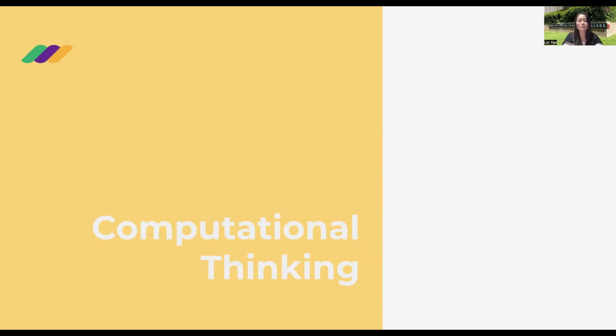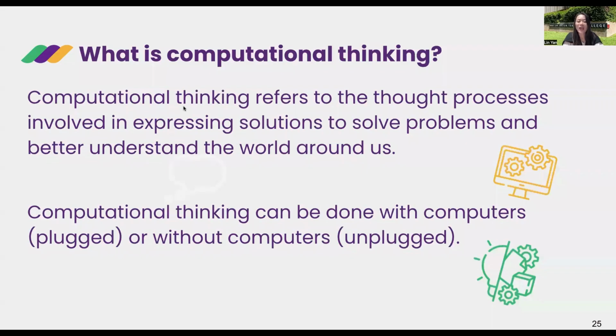Up to now, I think we have mentioned a lot about computational thinking. And I guess you might be curious about what is CT, what is computational thinking? And here is the answer. Computational thinking refers to the thought processes that allow us to take a complex problem, understand what the problem is, and develop possible solutions. Computational thinking can be done with computers or without computers.